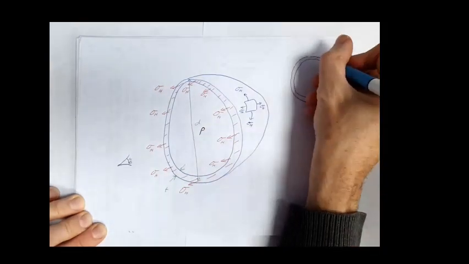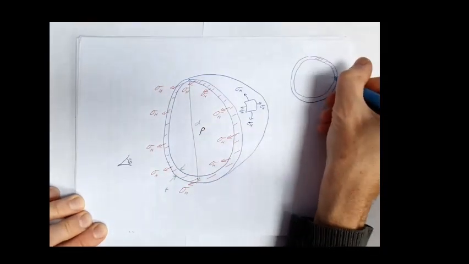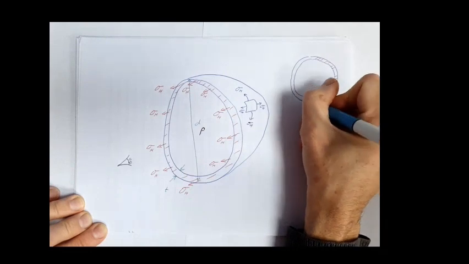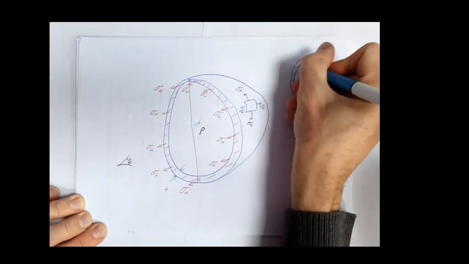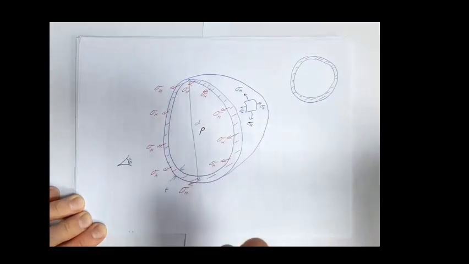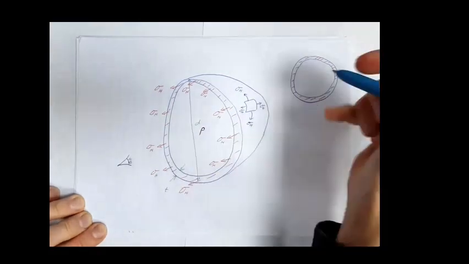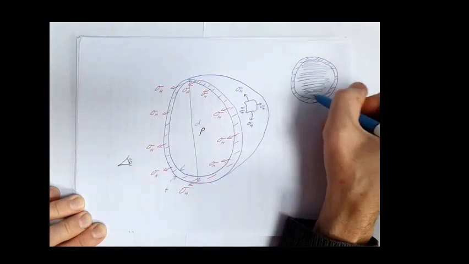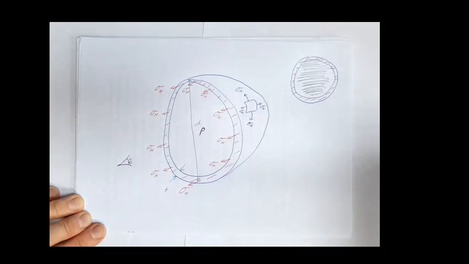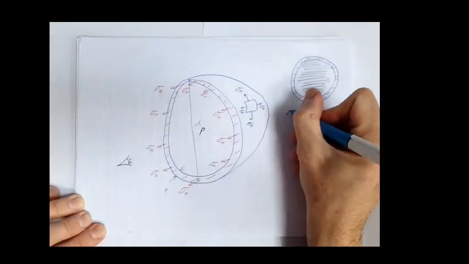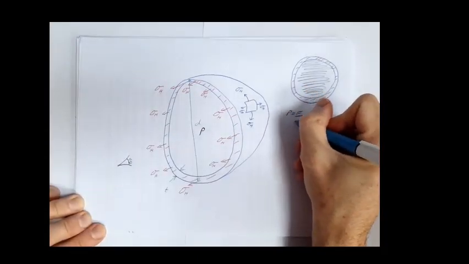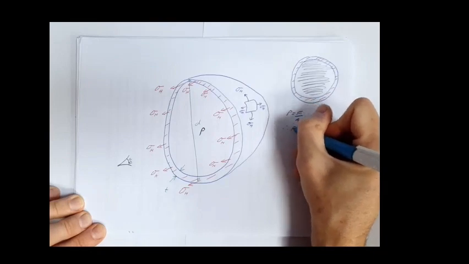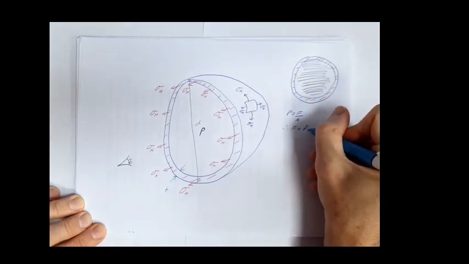We've cut through this position here, and my hoop stresses are acting on that position there. My pressure is acting internally on this projected face here. Okay, so we know pressure is force over area. So pressure equals force over area. Therefore, force equals pressure times area.